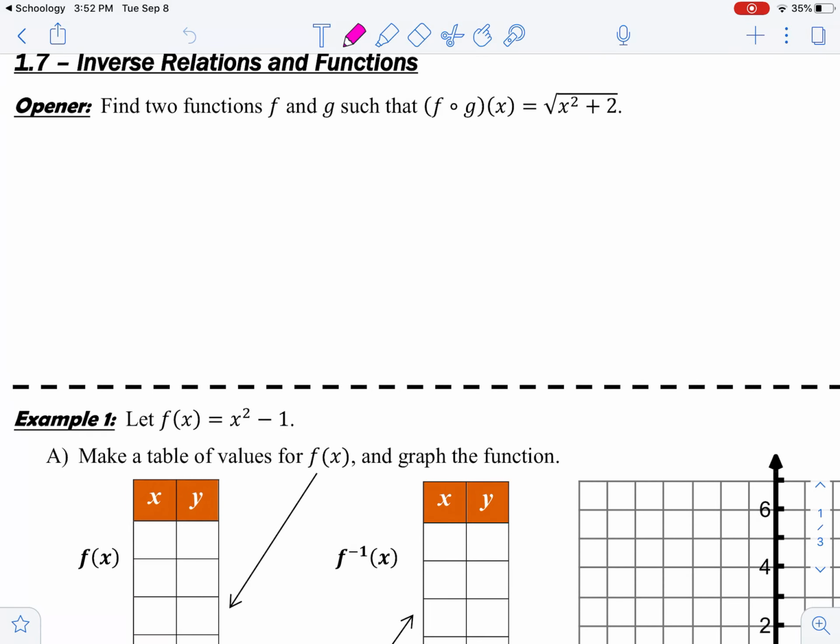Find two functions f and g such that f of g of x is the square root of x squared plus 2. Go ahead and try that out.